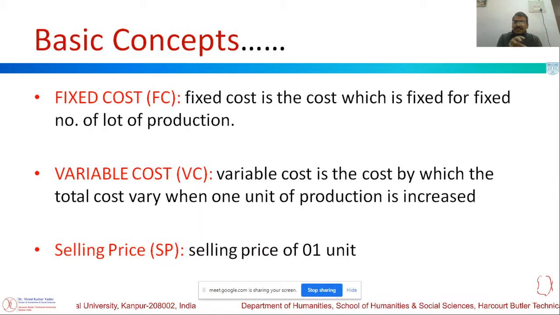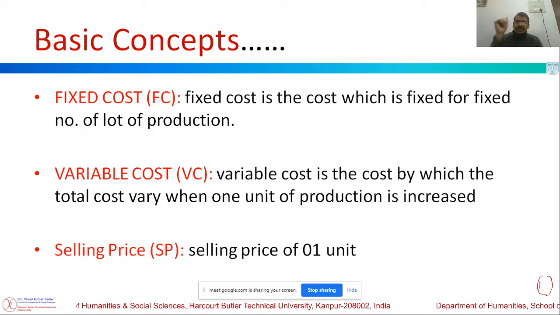The second cost is variable cost. Variable cost is the cost by which the total cost varies when you increase one unit of production. Simply, you can understand it as the raw material cost and the labor cost, the costs which increase when you increase one unit of production. Fixed cost does not increase when you increase one unit of production. Whether you produce 10 or 50 or 100, up to 100, the cost is fixed.